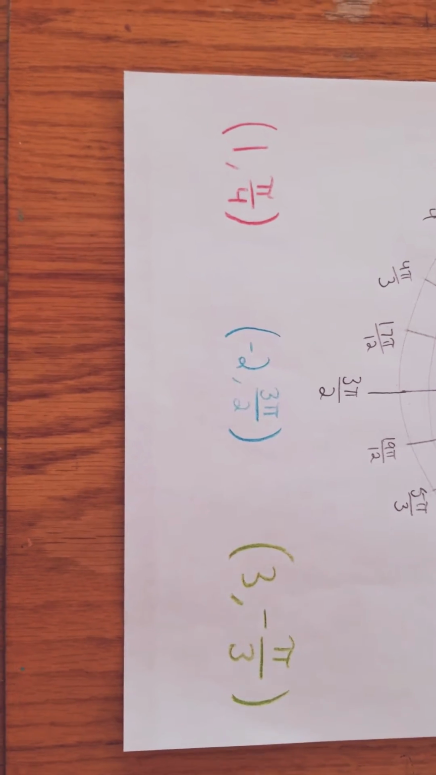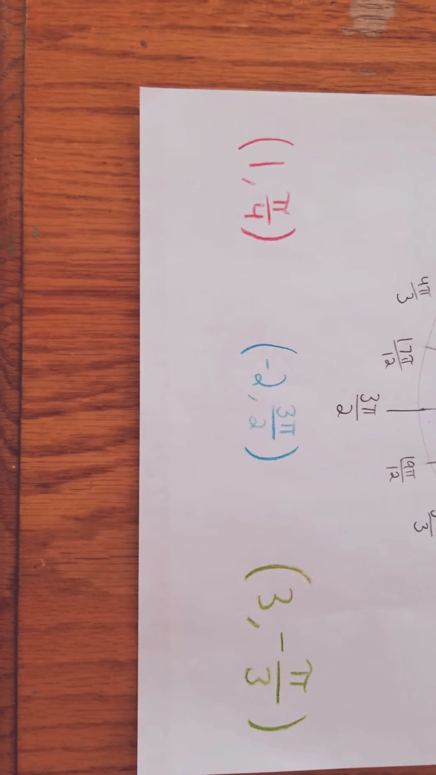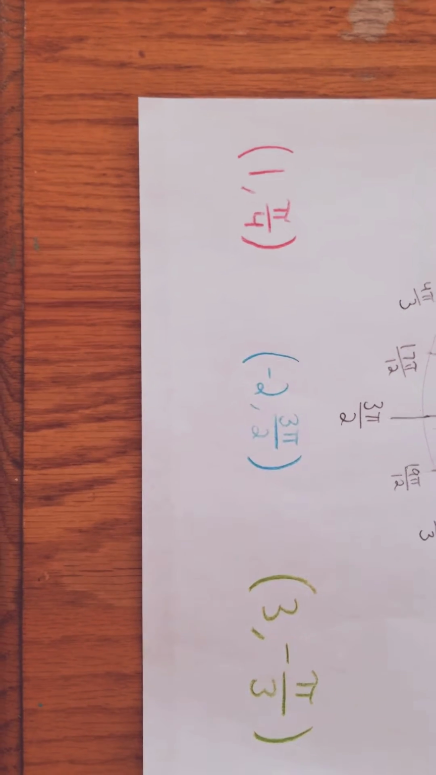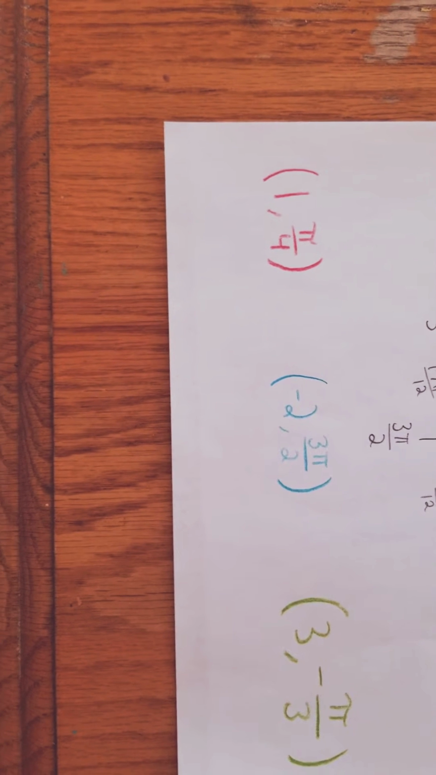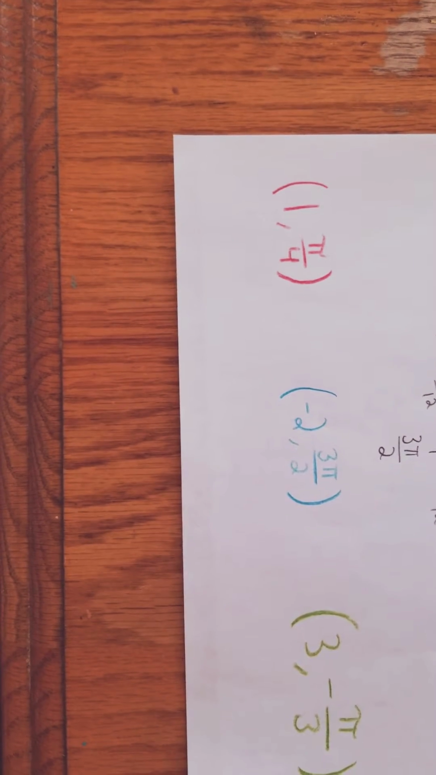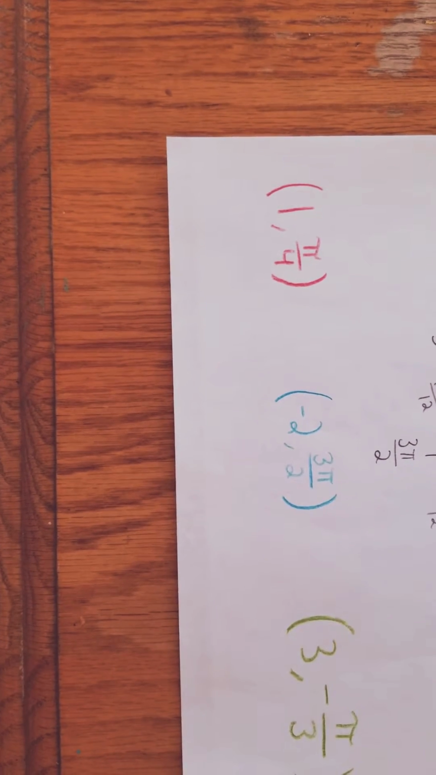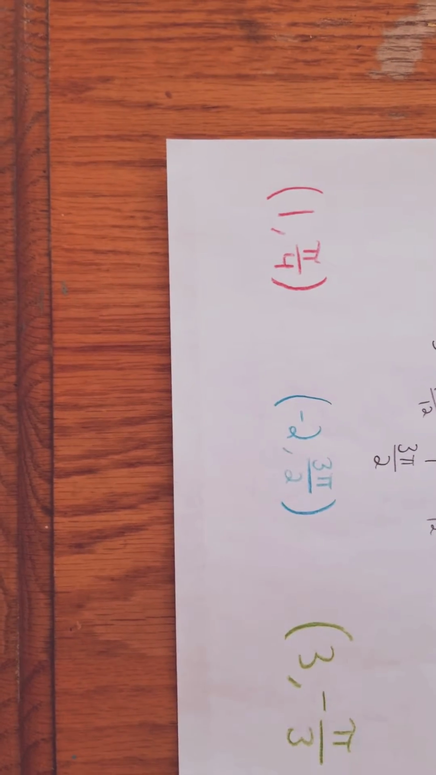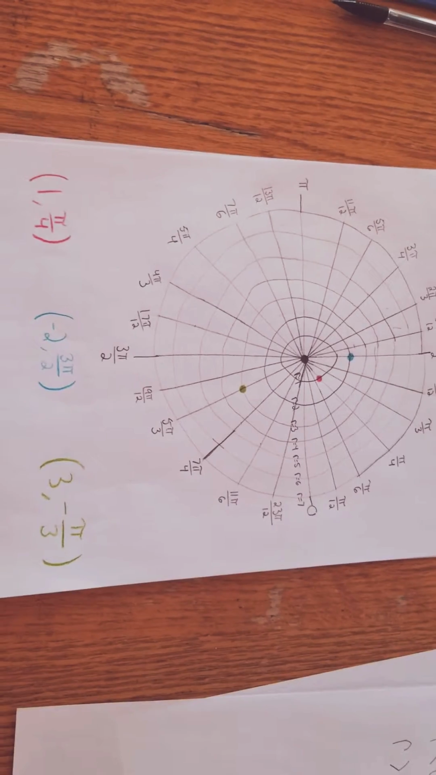We're going to start off with these 3 points, and we're going to plot them, and then we're going to find 2 other pairs that equal this point, where one has an r that is greater than 0, and the other one has r less than 0.